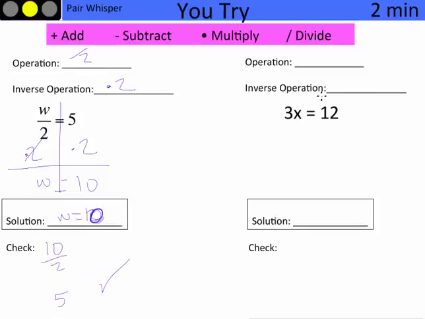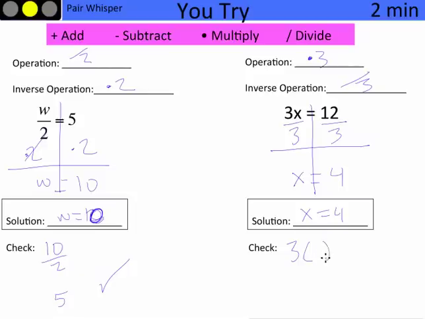Next, x is being multiplied by 3, so we're going to divide by 3. We divide this side by 3 and divide this side by 3. 3x divided by 3 is 1x, and 12 divided by 3 is 4. If our solution is x equals 4, let's check our work. 3 multiplied times x is supposed to equal 12. If our value for x is 4, 3 times 4 is 12, which checks out.